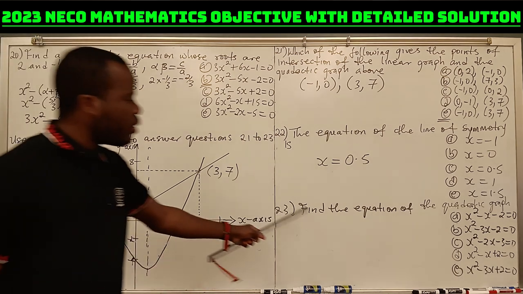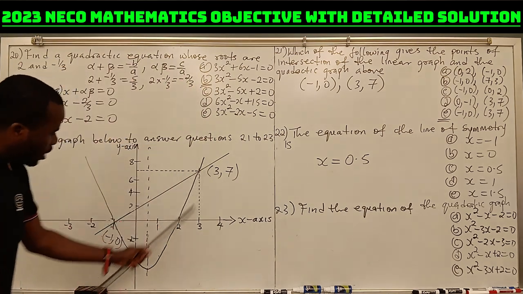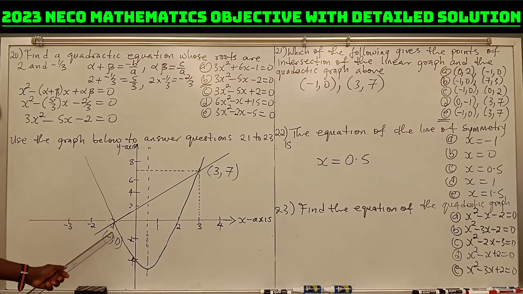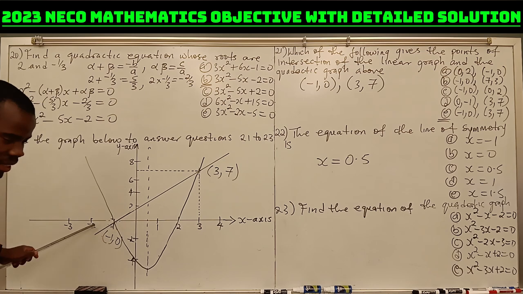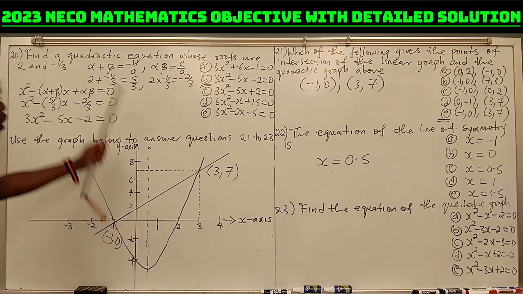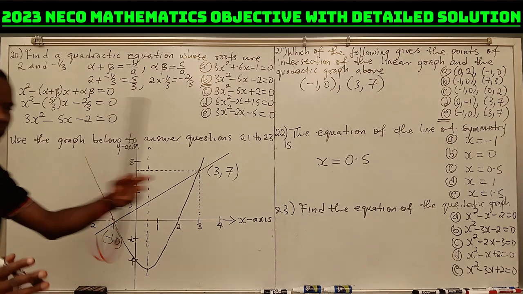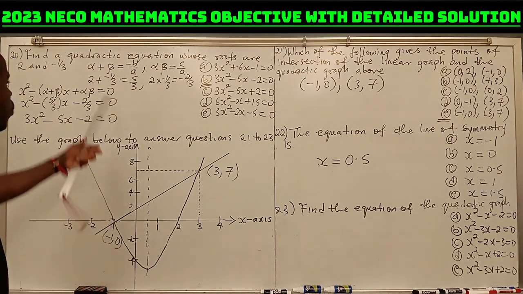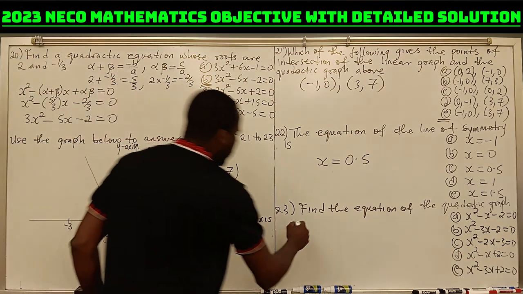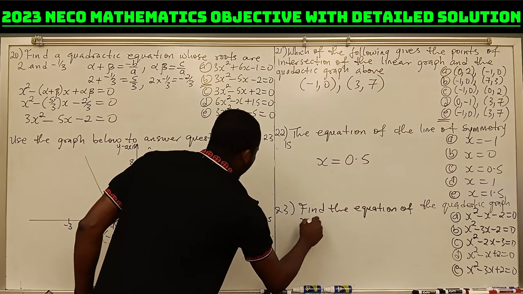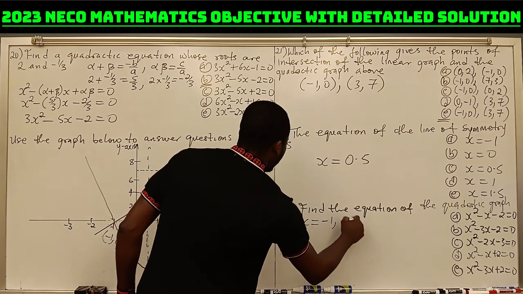The next question says, find the equation of the quadratic graph. This is the quadratic graph. To find the equation, the roots are the points where the graph cuts the x-axis, which are minus 1 and 2. Now, let me use the second way to solve this so that you have a feel of the two methods in which you can use the roots to get the quadratic equation. So the roots are x equals minus 1 and x equals 2.